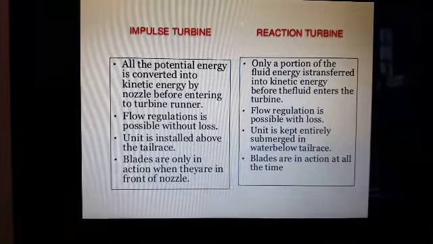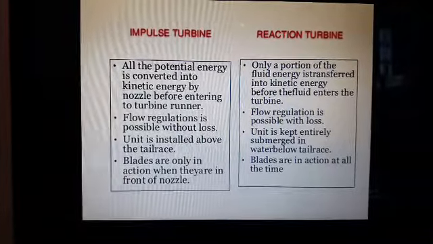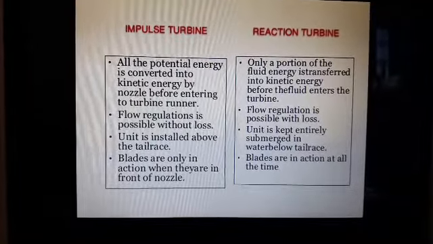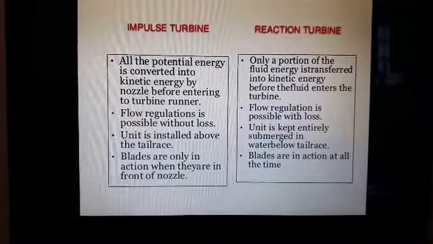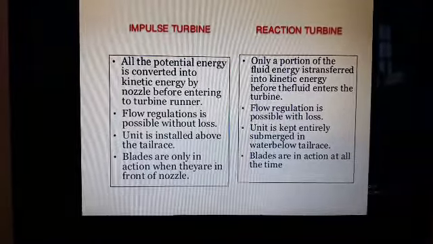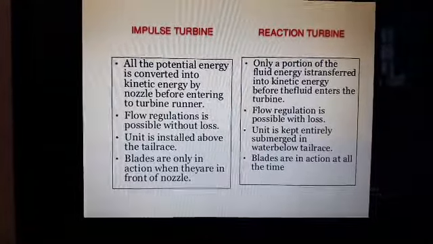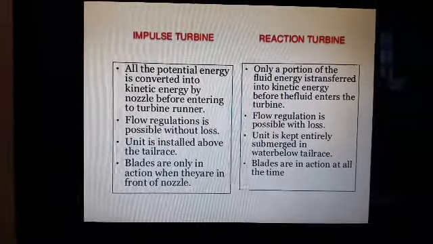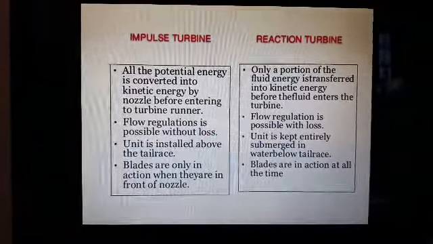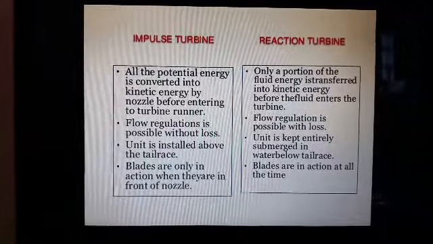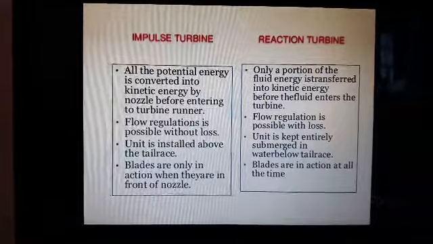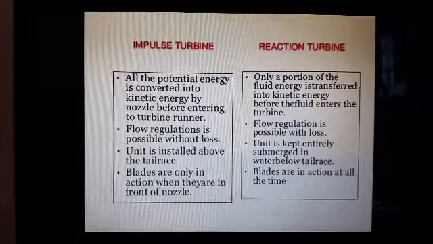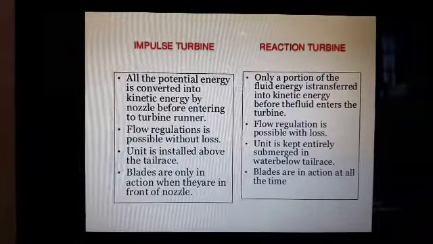In the impulse turbine, we regulate the flow of the water with the help of the nozzle without any loss. In the reaction turbine, flow is regulated, but there are losses due to conversion of pressure energy into kinetic energy. There are certain losses. The impulse turbine is installed above the tail race, and the reaction turbine is generally submerged in the water below the tail race.